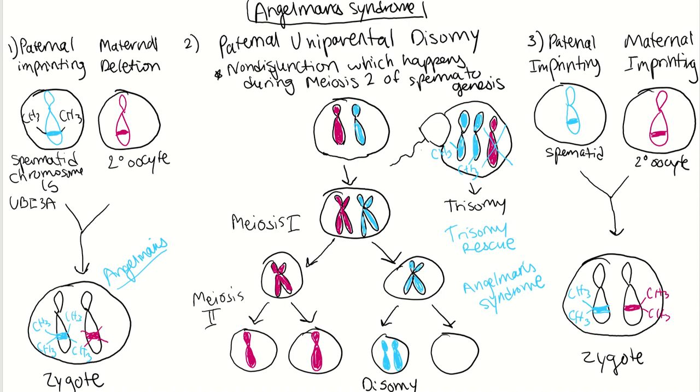When the paternal chromosome UBE3A region is methylated, as well as the maternal chromosome UBE3A region is methylated, you have silencing of that gene on both chromosomes from both the mom and dad, so it will not be expressed, and that's another way you can get Angelman syndrome.